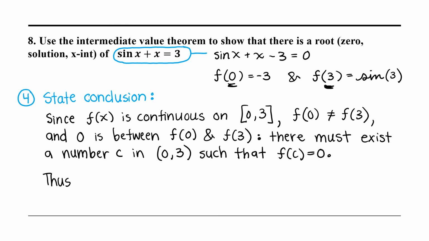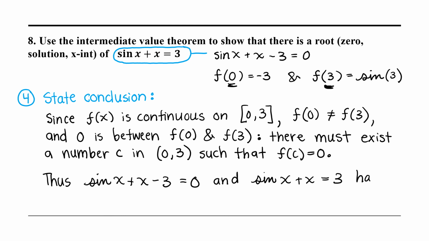Thus, sine of x plus x minus 3 equals 0, and the equation we were actually interested in, sine of x plus x equals 3, which is the same equation, it has the same solution set, have roots on the interval 0 to 3 by the intermediate value theorem.